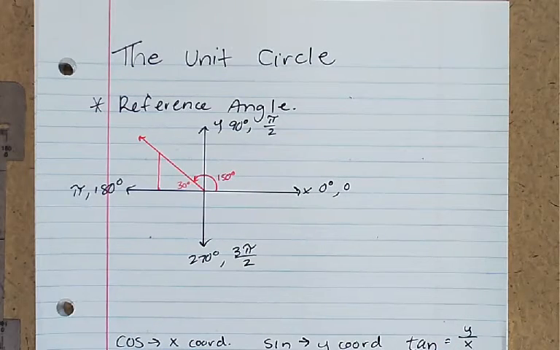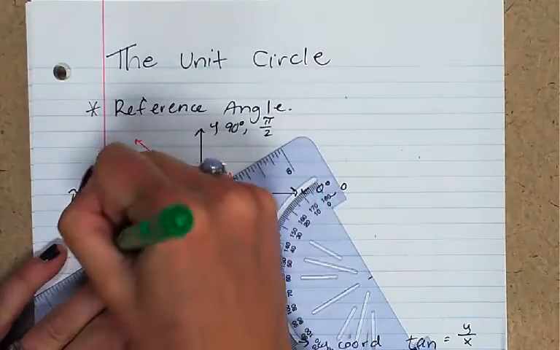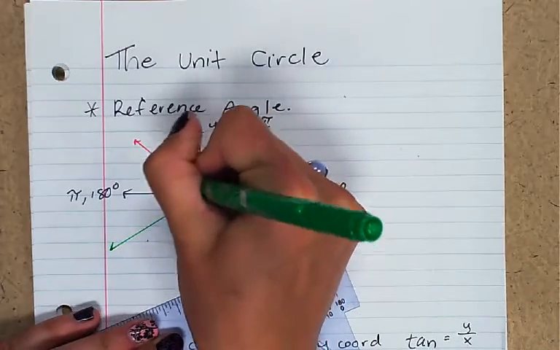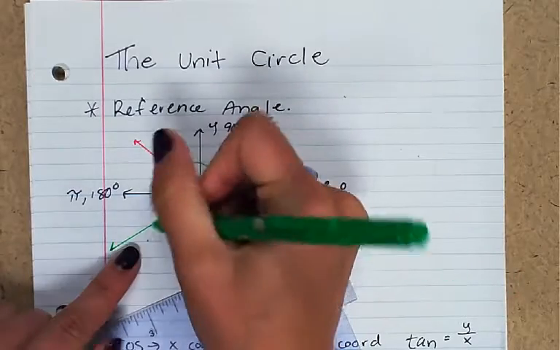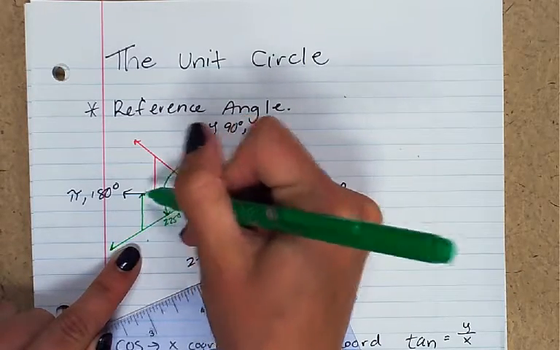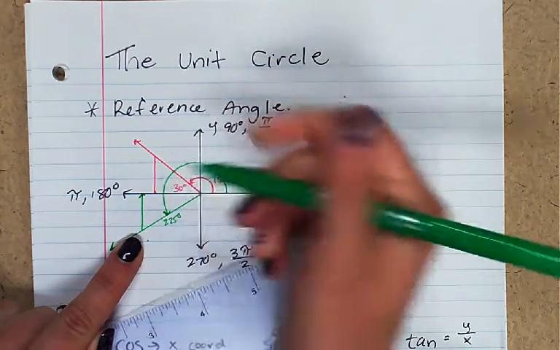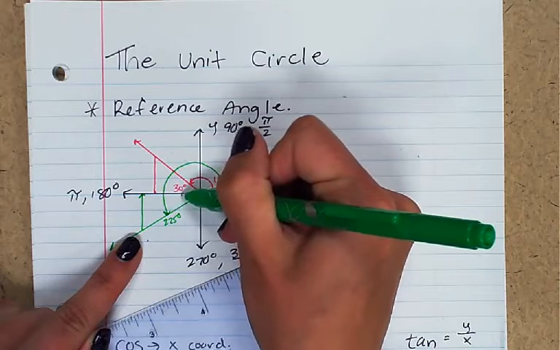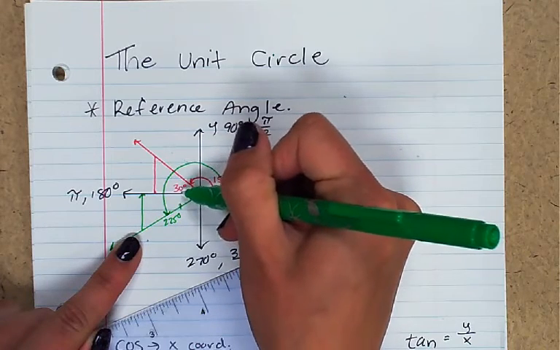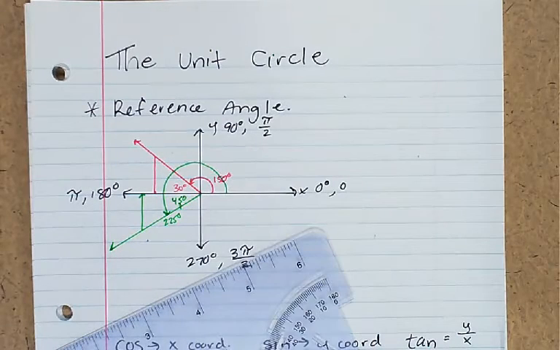Okay, so now let's do another one. Let's say I went 225 degrees there. Now remember, we want to figure out what it takes to get back to the x-axis. If I went past the x-axis to 225, I have to go backwards 45. Reference angles are never negative though. We're just figuring out the measure between the x-axis and our angle. So from 180 to 225, that's 45 degrees, which would be our reference angle there.